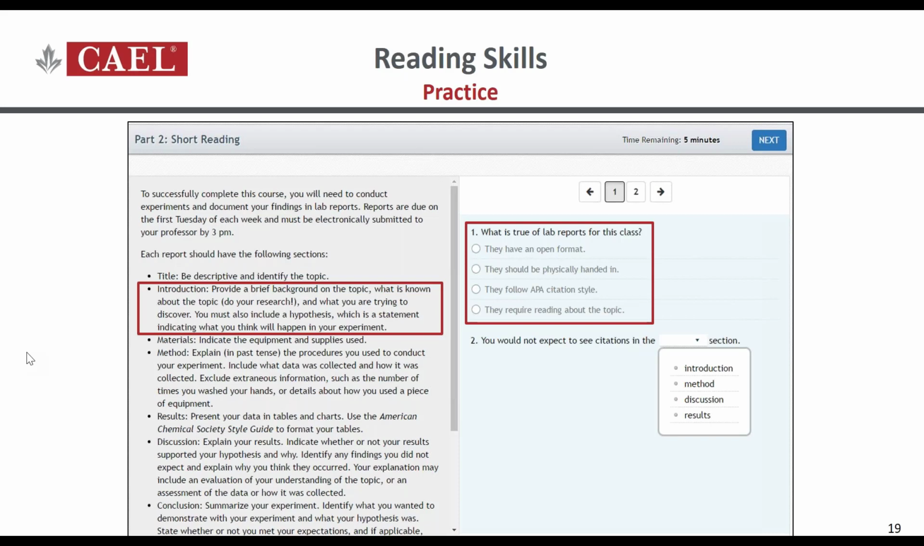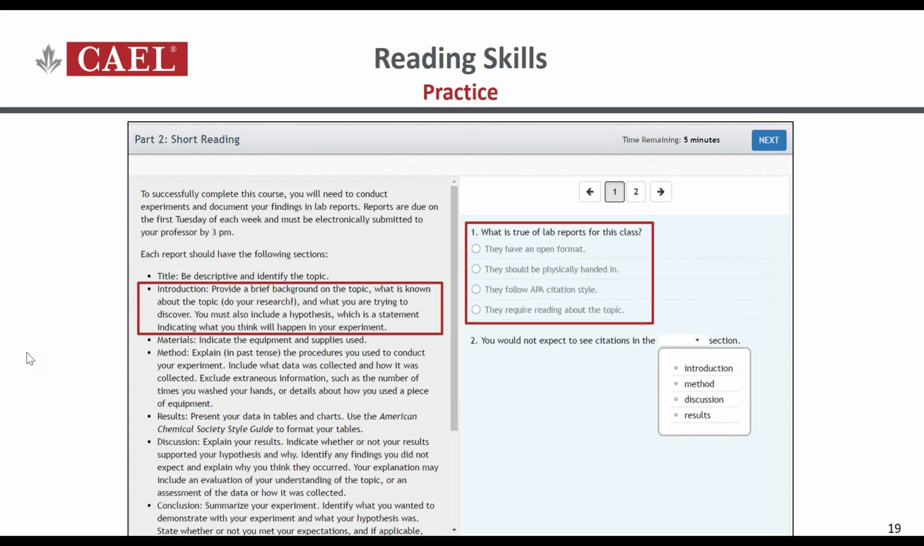And also, I just want to show you how we can eliminate wrong answers, okay? So answer A, they have an open format. We know that's not correct, it's not right, because of the information given in the method point. And the method tells you exactly what to do. So they don't have an open format, okay? They have to follow what it says in the method.